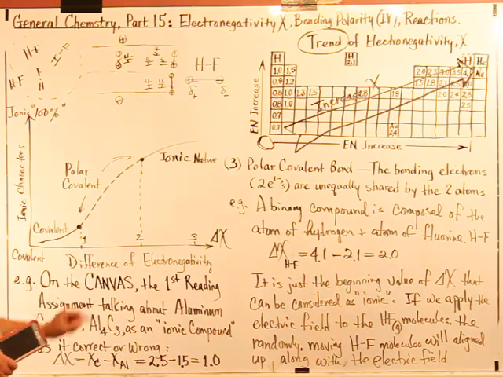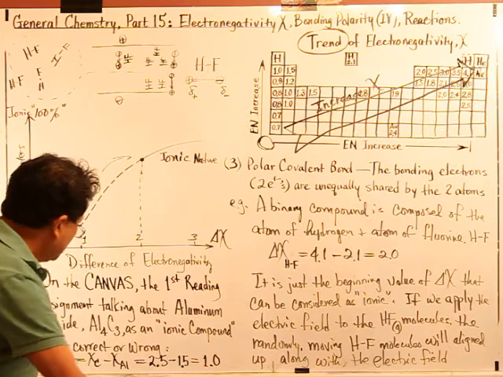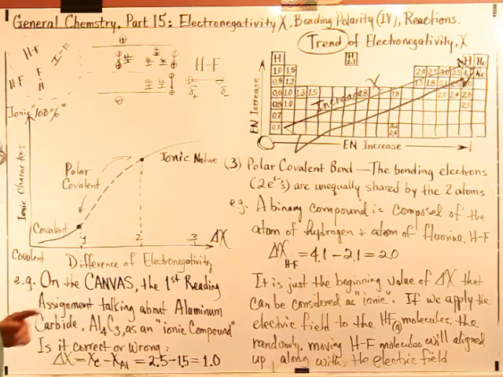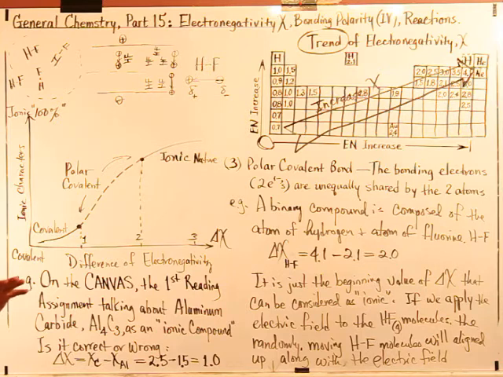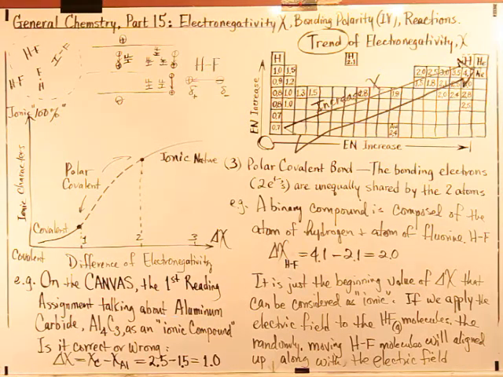On the Canvas, the first reading assignment, if you go to the quiz or something, that's fine. We already talked about that, it has a lot of mistakes in there. The first reading assignment talks about aluminum carbide. Now, aluminum carbide has the chemical formula Al4C3.